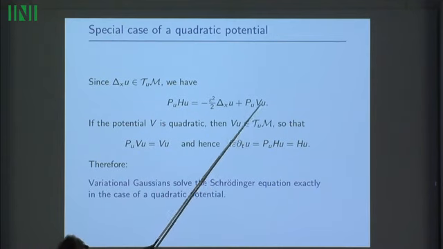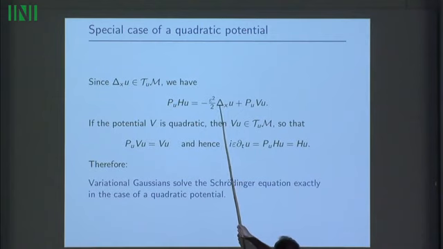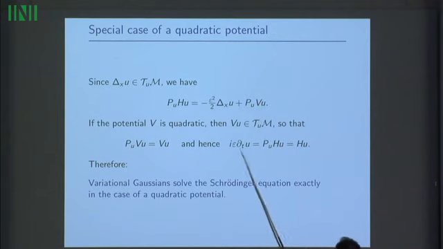And if I have a quadratic polynomial, this projection is already in the tangent space. There's nothing to project to. And so this would be the equation for the motion of my Gaussian in this manifold. But since in the case of a quadratic potential, we see that Hu is in the tangent space, the Laplacian is always in the tangent space. And if a potential is quadratic, this is also in the tangent space. And then this is a solution of the Schrödinger equation.